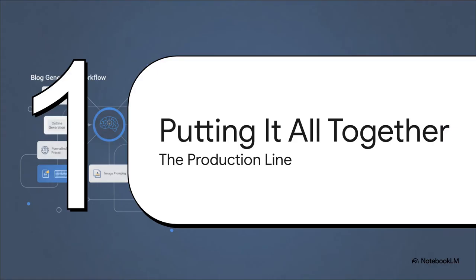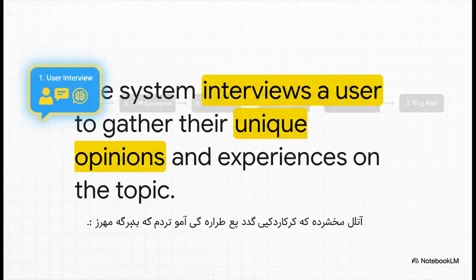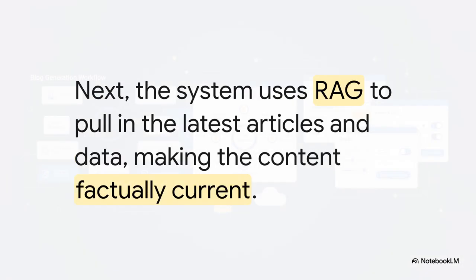All right, we've looked at all the different parts: the orchestra conductor, the external brain, the style detective, the testing lab, and the creative director. Now, let's put it all together and see the entire production line in action, from start to finish. First up, the process starts by gathering truly unique knowledge. Instead of just scraping the web, the system actually interviews a real person to capture their personal stories and expertise on the topic.